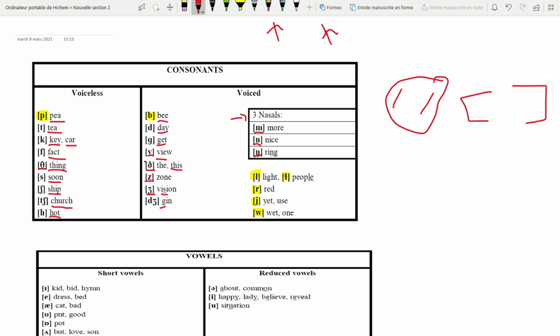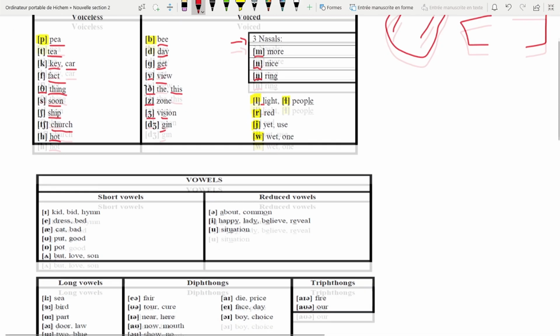So what's the difference between clear L and dark L? Dark L is usually dark when it's a syllabic consonant, which I will explain during the upcoming videos. So usually the L, when it's at the end, is pronounced as a dark L and not a clear L. Here we have light, which is clear. But at the end, it's people. It's not the clear L, it's the dark L. This is the difference between dark L and clear L.